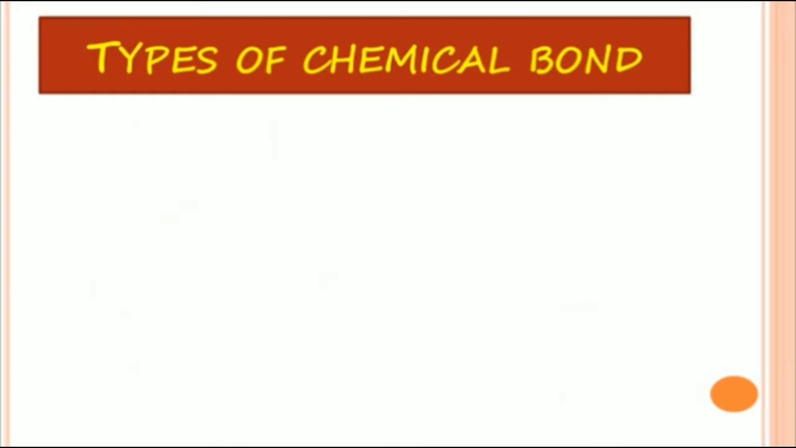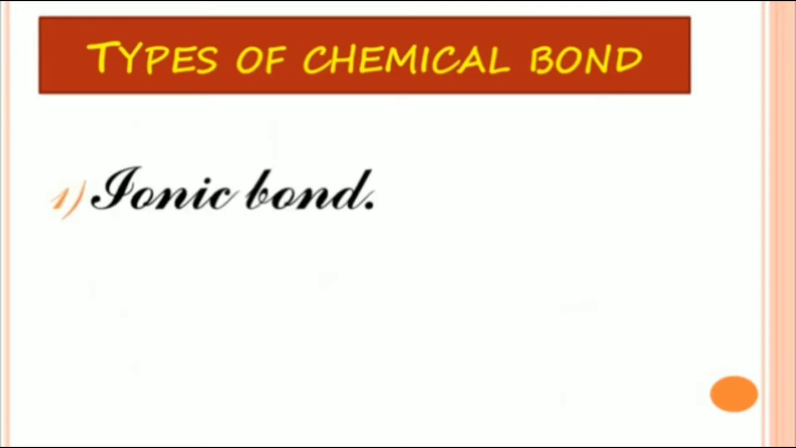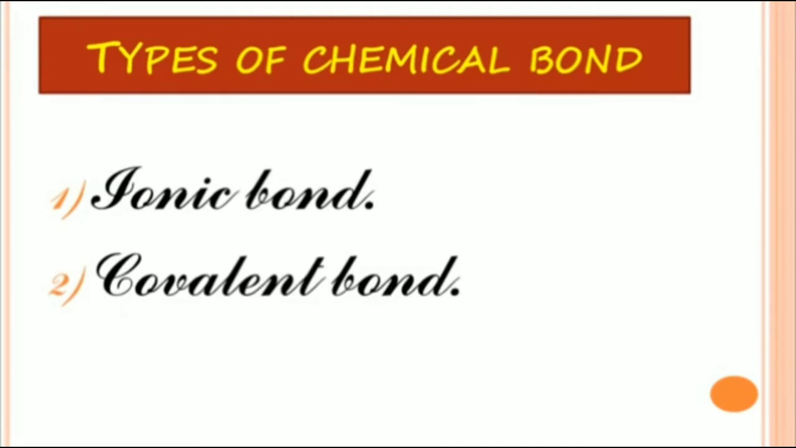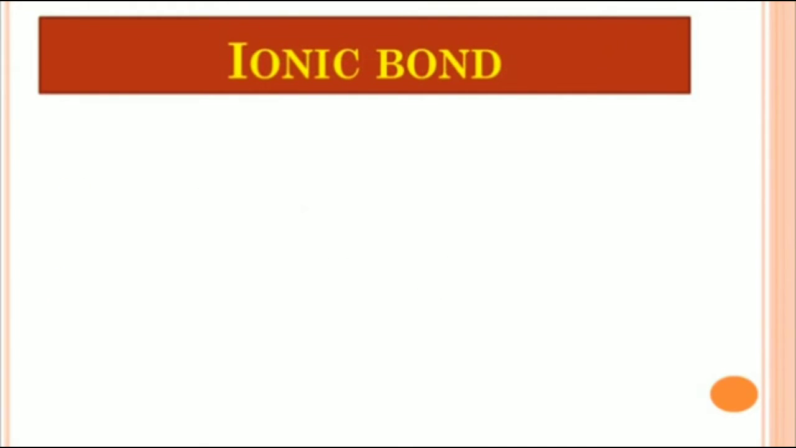Now let's see the types of chemical bond. The first one is ionic bond and the second one is covalent bond. Ionic bond and covalent bond are the types of chemical bond, and first we will study ionic bond.